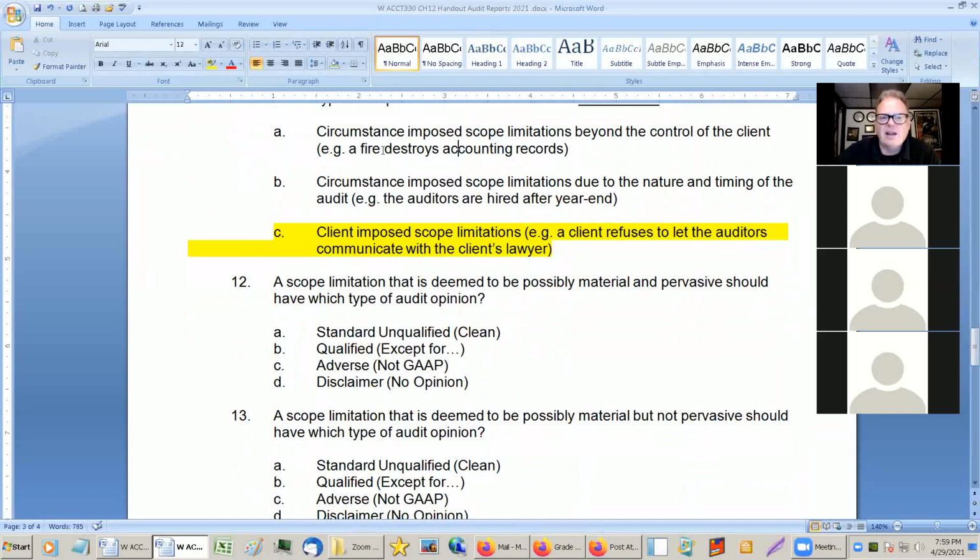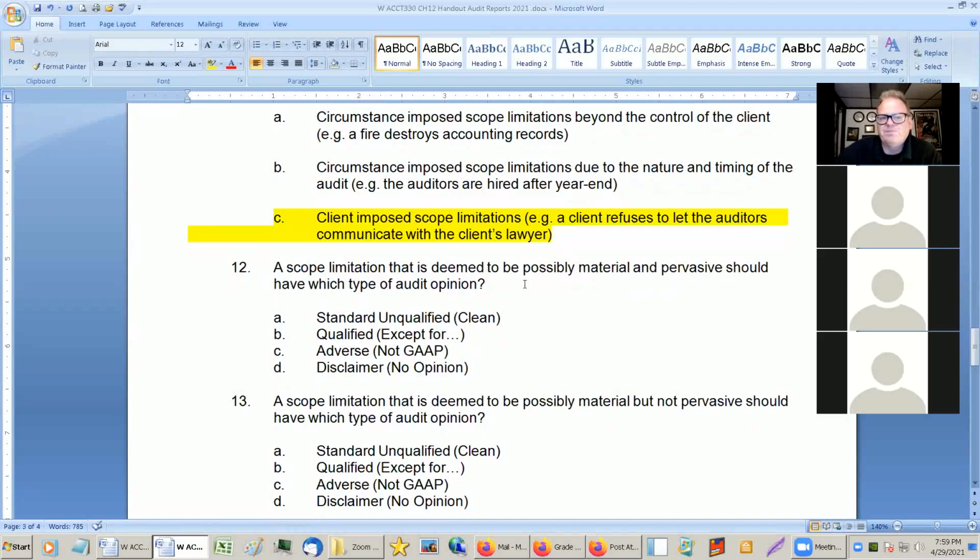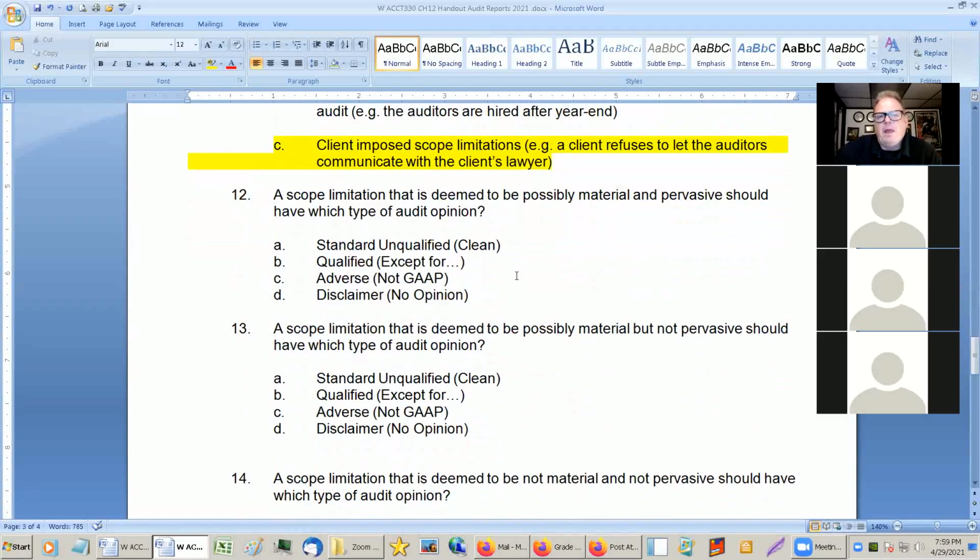If the client had a fire and that's why you can't get the information, or if they hired you after year end for whatever reason, maybe their regular auditor got sick and had to go to the hospital, and you came in after year end, that's different than someone refusing to give you information. Okay, a scope limitation that is deemed possibly material and pervasive should have a disclaimer. So it's possibly material and pervasive, disclaimer.